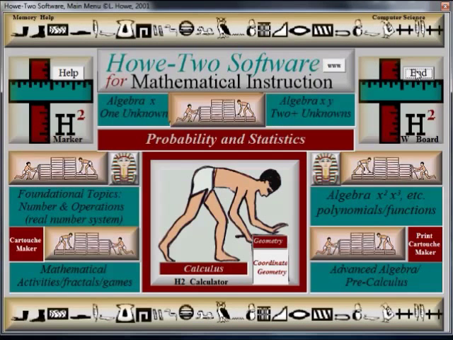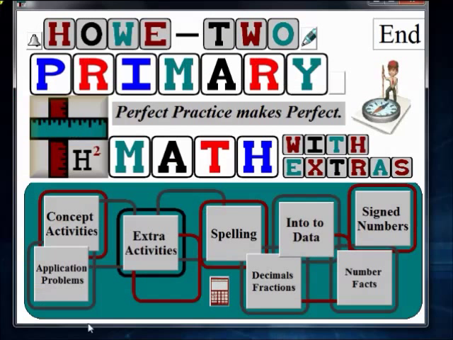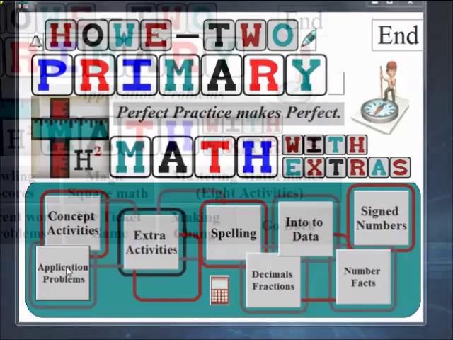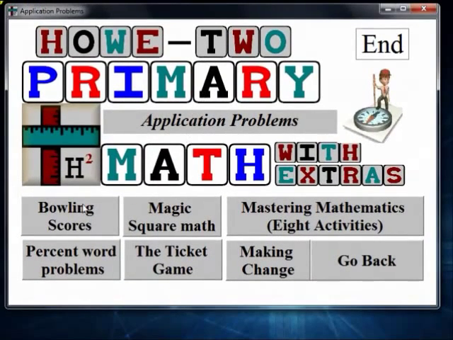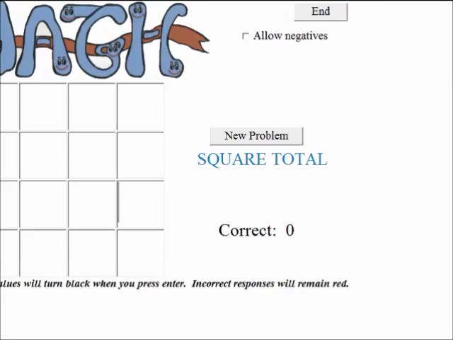Let's take a look at the primary menus. We see here that we have application problems. This would be like bowling scores, magic squares, percent word problems, to making change. Let's look at the magic square.